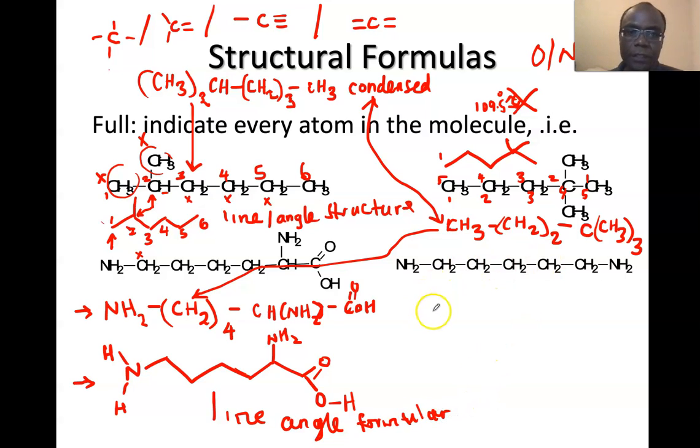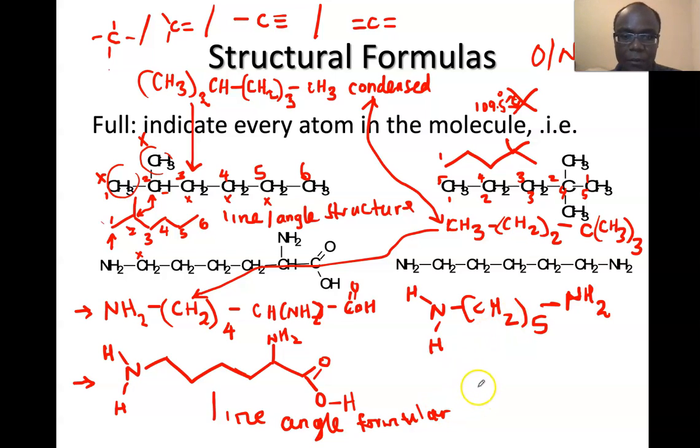Okay, so here the line angle formula would be this, without... okay, let me start with the condensed. So the condensed structure formula would be like this. The CH2 is repeated 1, 2, 3, 4, 5 times, and then I'll have to show the hydrogens on the nitrogen, because those are not implied. You only imply the ones that are on the carbons.